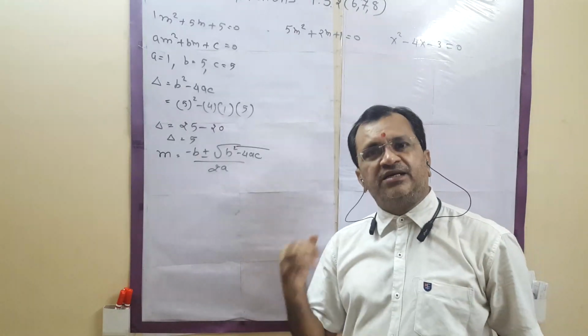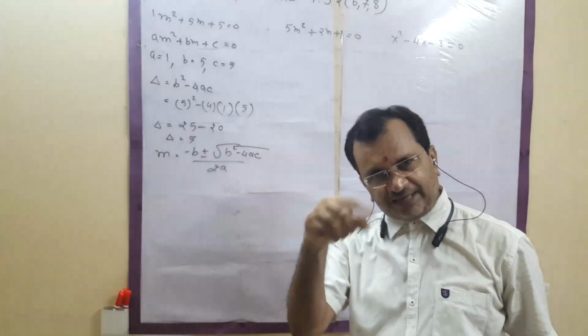Negative b plus or minus b square minus 4ac by 2. That type of song it is given.